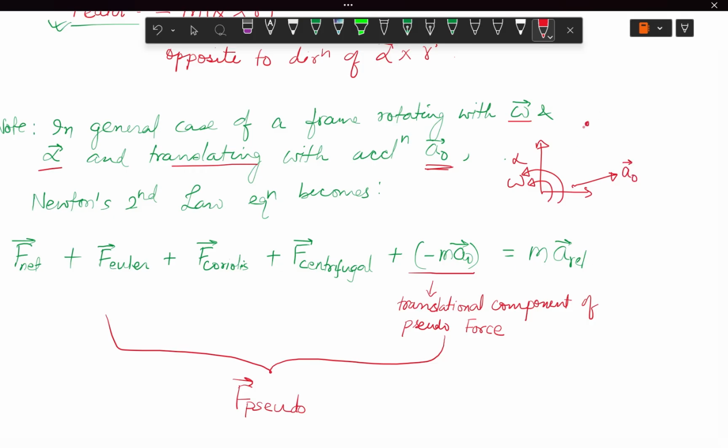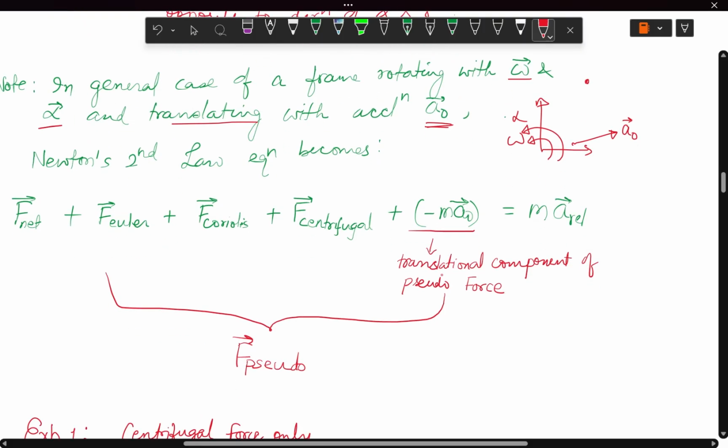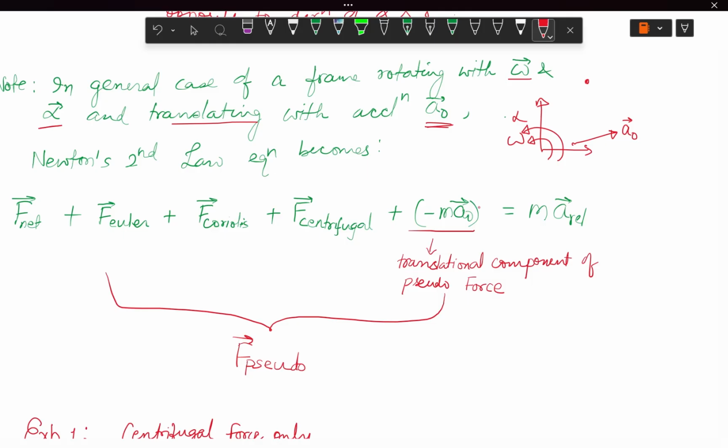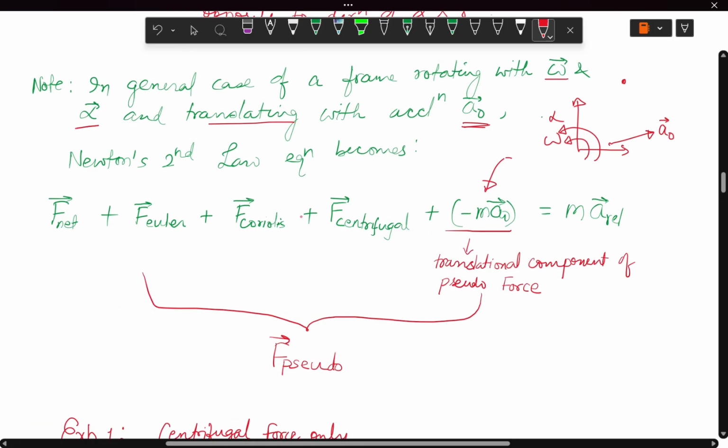In that case, one more component of the pseudo force will come into the picture. What is that? This is the translational component, and its value will be minus m a naught vector. This is pretty simple, which we have already seen how to write in the translating frame of reference. So what will be these forces?